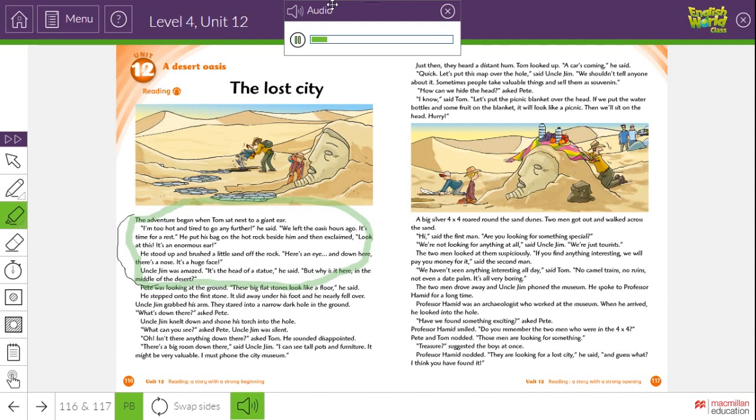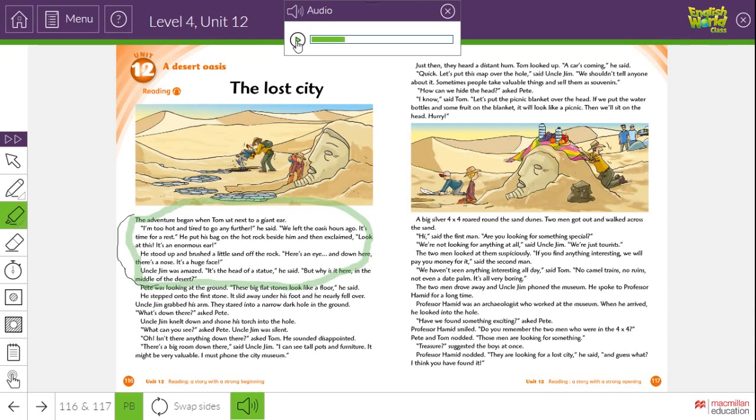He put his bag on the hot rock beside him and then exclaimed, "Look at this! It's an enormous ear." He stood up and brushed a little sand off the rock. "Here's an eye, and down here, there's a nose. It's a huge face." Uncle Jim was amazed. "It's the head of a statue," he said. "But why is it here, in the middle of the desert?"